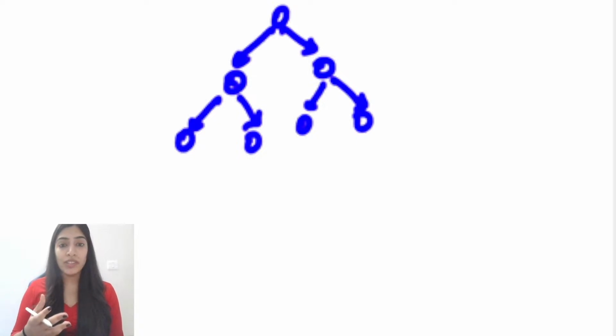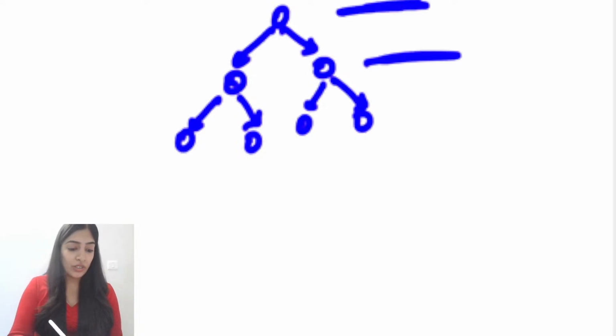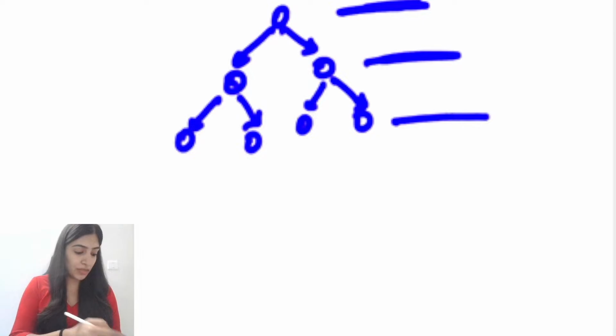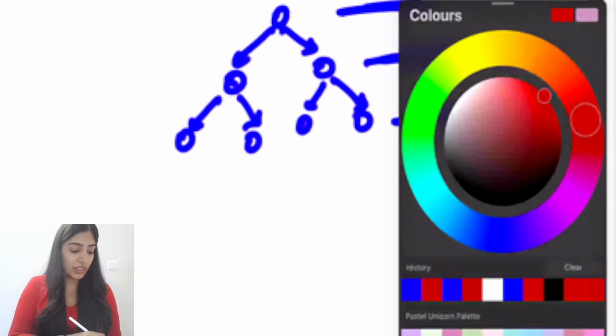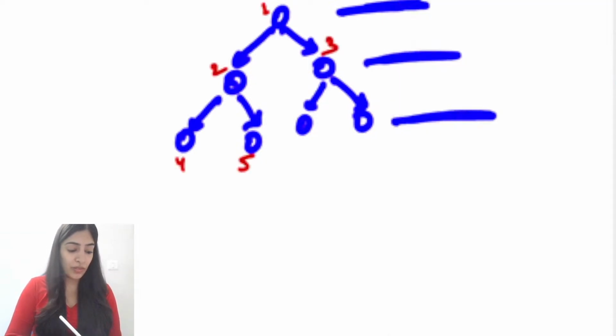So what do we mean when we say level order traversal? It means that if my nodes are numbered like this, 1, 2, 3, 4, 5, 6, 7, we are going to traverse our tree level by level. This is level 1, this is level 2, this is level 3. So the traversal of this particular binary tree will be 1, 2, 3, 4, 5, 6, 7. Basically we go level 1, level 2, level 3 like that. So we are going to go level by level.